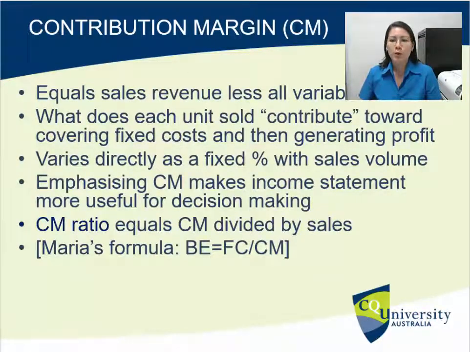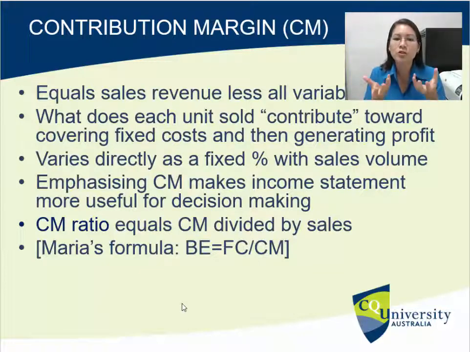So we know the formula. It tells us what each unit contributes towards generating profit, well hopefully profit, but at least covering our fixed costs. So that's why it's called a contribution margin. It's the margin of the sales price of each unit that contributes towards covering fixed costs and hopefully profit as well. If the contribution margin just covers fixed costs, then you're just breaking even.